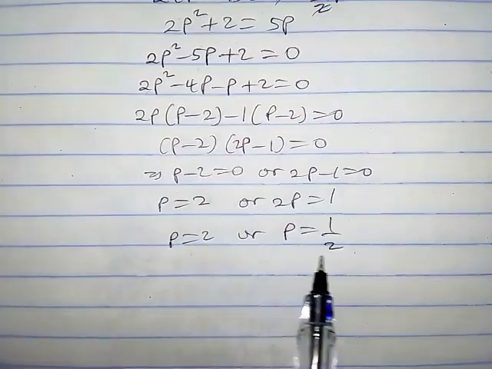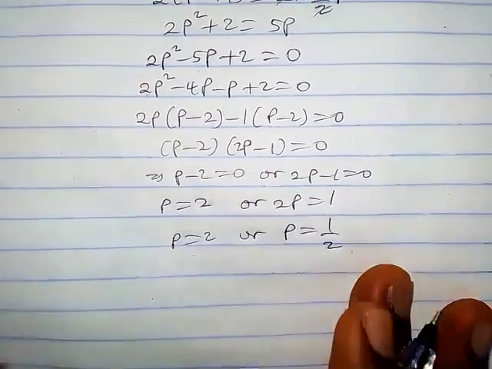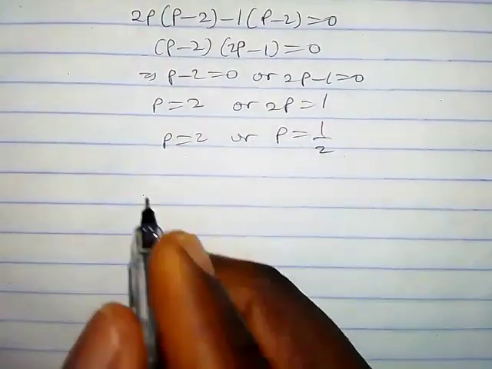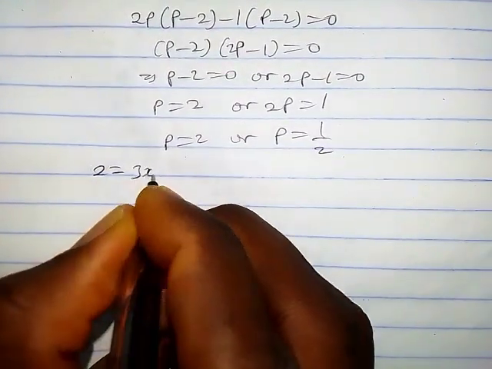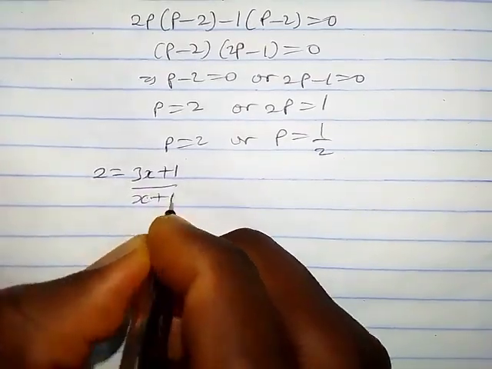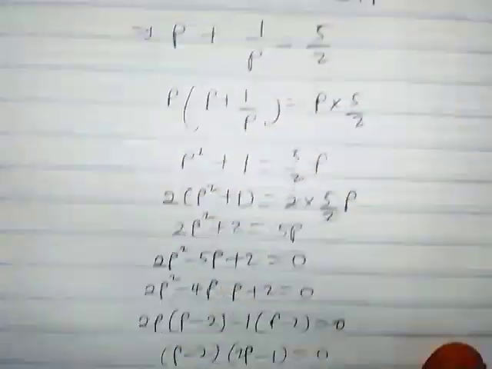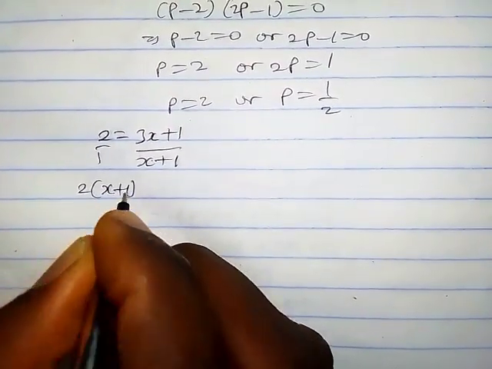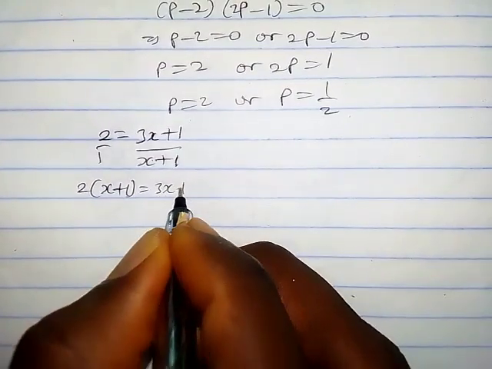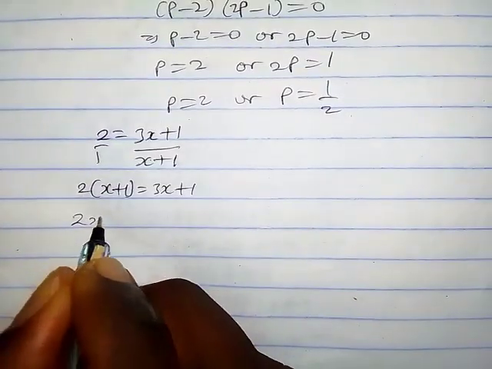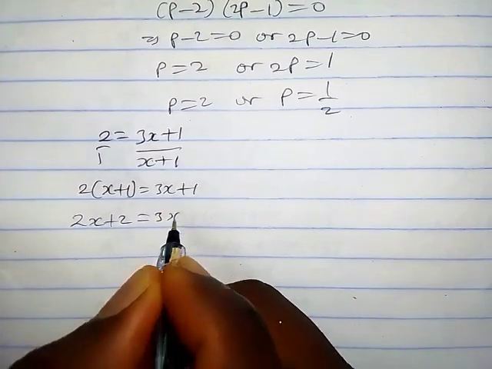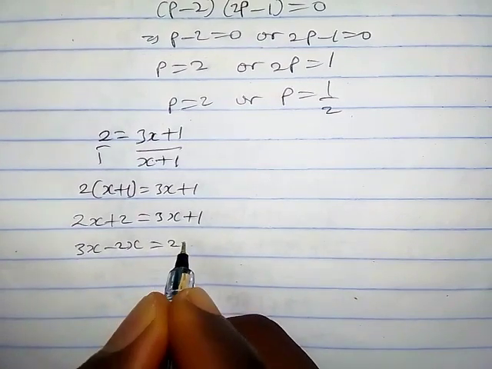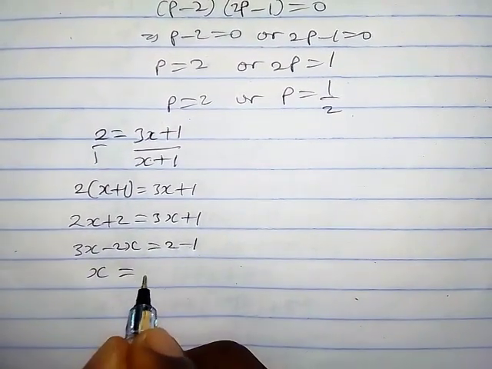So we are going to consider each case. So when p equals 2, we are going to substitute the value of p here. So we're going to have 2 equals 3x plus 1 over x plus 1. That is the right hand side of this guy. So when we cross multiply, we're going to have 2 into x plus 1, which equals 3x plus 1. So when we open this bracket, we have 2x plus 2 equals 3x plus 1. Rewriting this equation, we're going to have 3x minus 2x equals 2 minus 1. So our value of x equals 1.